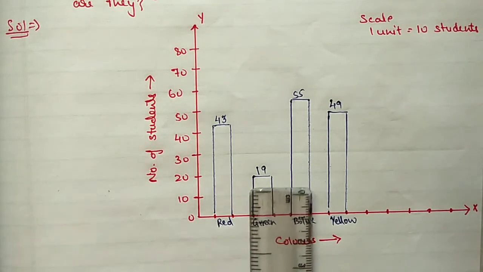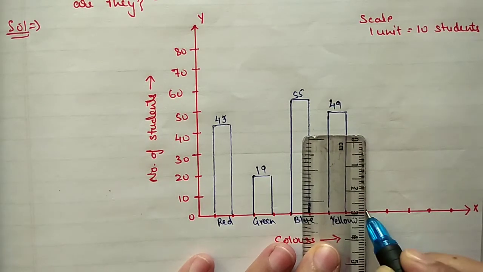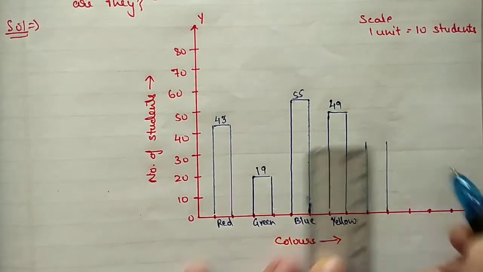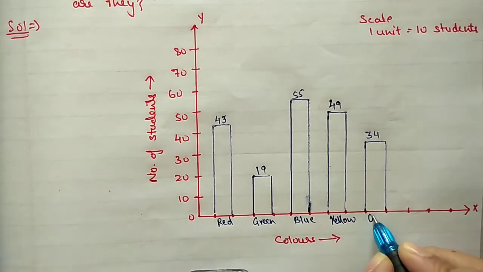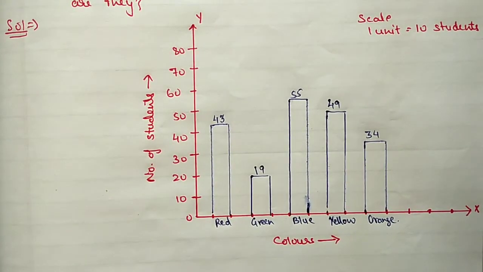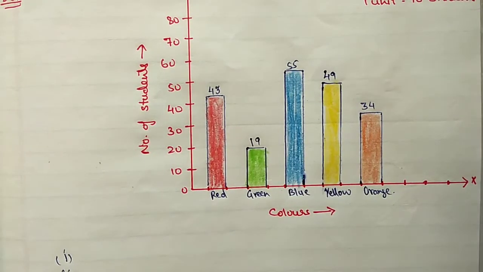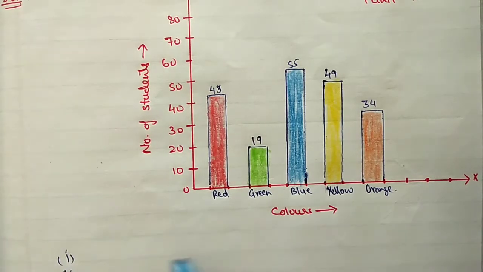And then we have orange, 34. So 34 will come more than 30 and less than 40. You can represent your graph with color also, it is your wish, not compulsory. Now we have to answer the question with the help of this graph.